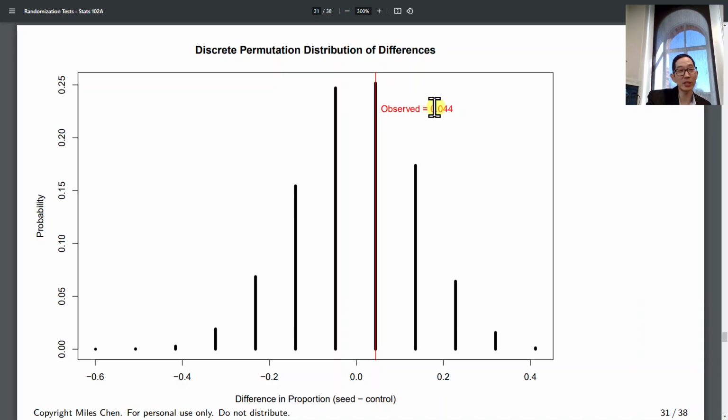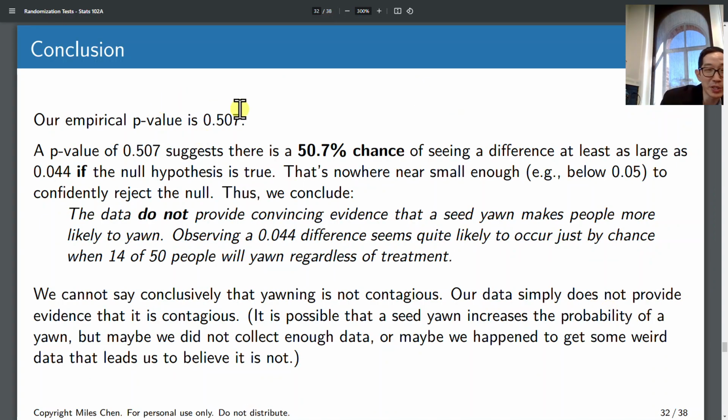And we can see, we got a difference of 0.044. And in this distribution, it's not that unusual. There's quite a few at 0.044, and there's still quite a few at that number or even greater. And so my p-value is 50%, 51%. And so this suggests that there's a 51% chance of seeing a difference of 0.044 or more if the null hypothesis were true. So that's a big number. That's not small enough. Our significance level is 5% to reject the null.